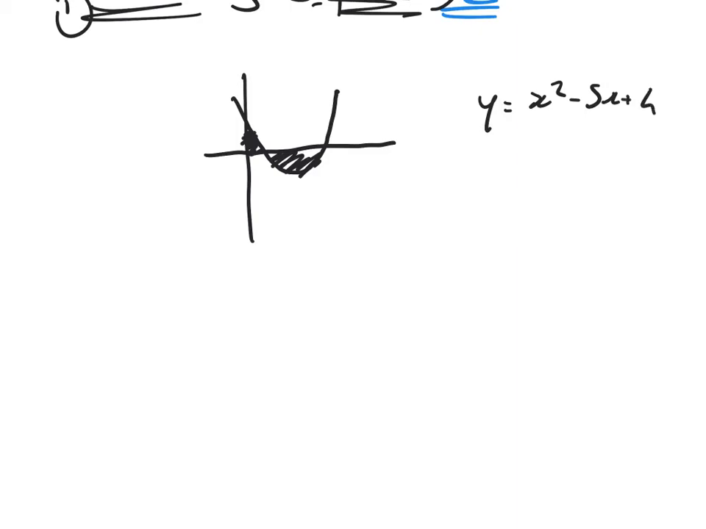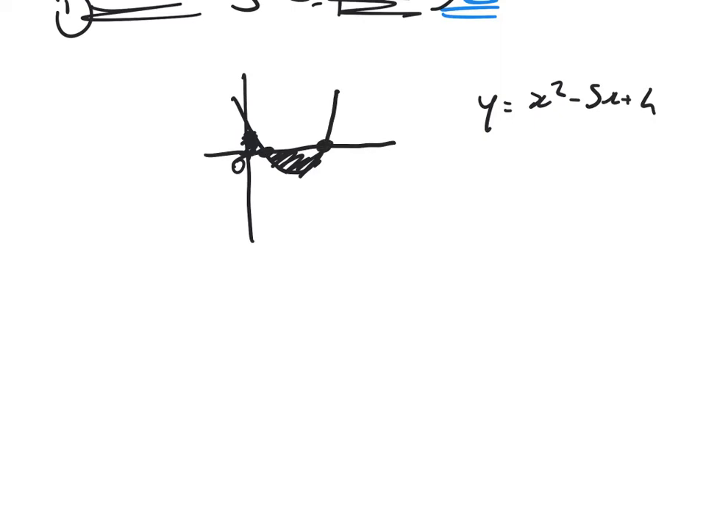Okay, let's try one more. And I want to find the shaded area. The function is x squared minus 5x plus 4. Okay, so I can see that this part here is x equals 0, but I need to find the root here and the root here.